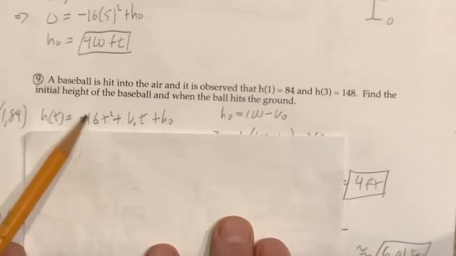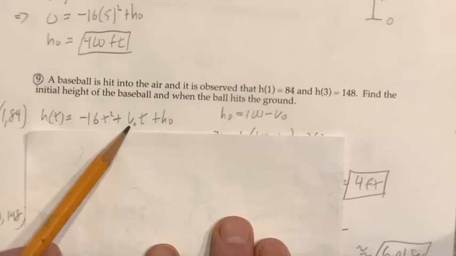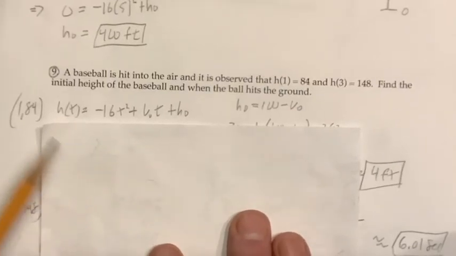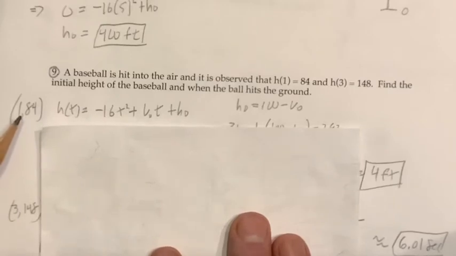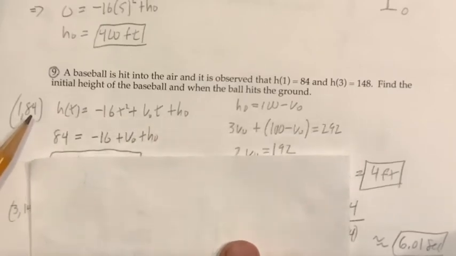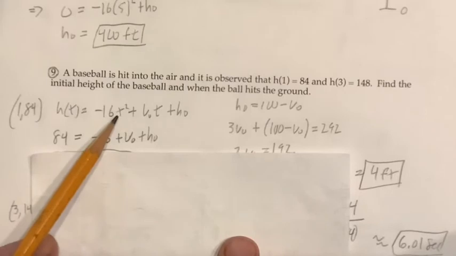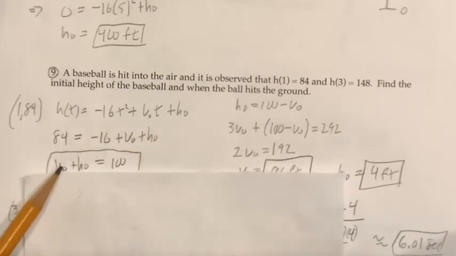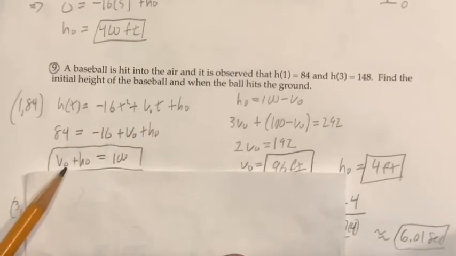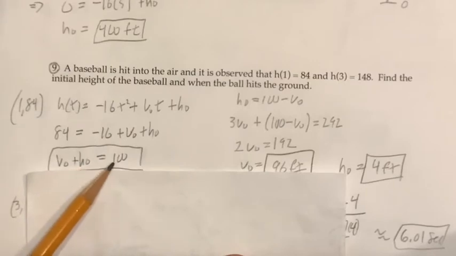Okay, remember I told you. So how do you find h0 and v0? That's kind of tricky. What you end up doing here is you use the information. You know that when t is 1, h is 84, right? So if you plug in 1 for t, here and here, you get this equation that says v0 plus h0 equals 100.